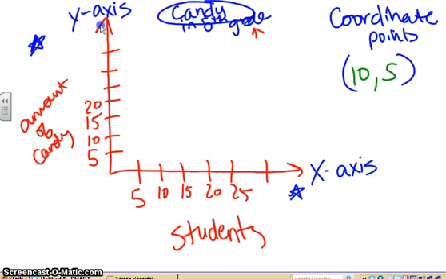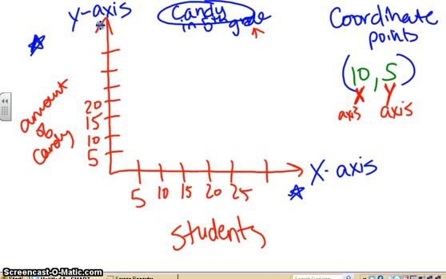Now, this is some information that you may have to put on your coordinate grid. How would you put it on your coordinate grid? Well, you have to look at these coordinate points. The first number in your parentheses represents the number that you have to go over on your x-axis. And the second number in your coordinate points represents the number that you have to go up on your y-axis.